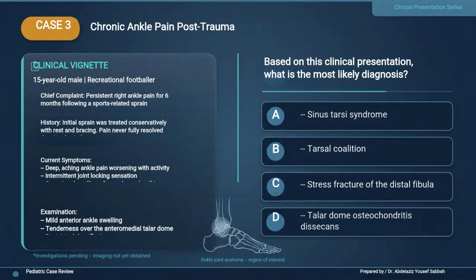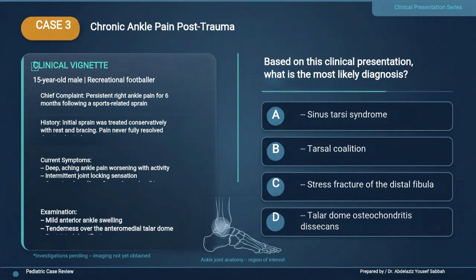Case 3. Chronic ankle pain post-trauma. A 15-year-old male recreational footballer presents with persistent right ankle pain for 6 months following a sports-related sprain. The initial sprain was treated conservatively with rest and bracing, but pain never fully resolved despite physiotherapy. Current symptoms include deep, aching ankle pain worsening with activity, intermittent joint locking sensation, and occasional swelling after prolonged walking, with no fever or systemic symptoms. Examination reveals mild anterior ankle swelling, tenderness over the anteromedial talar dome, restricted dorsiflexion, and no ligamentous laxity on stress testing. Based on this clinical presentation, what is the most likely diagnosis?